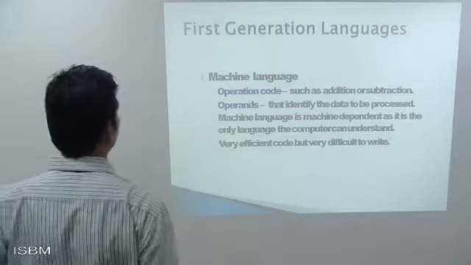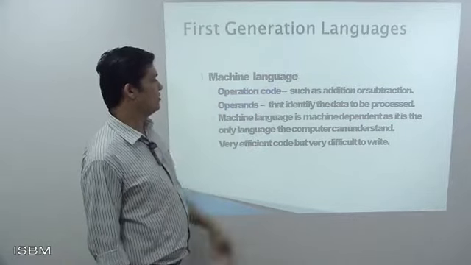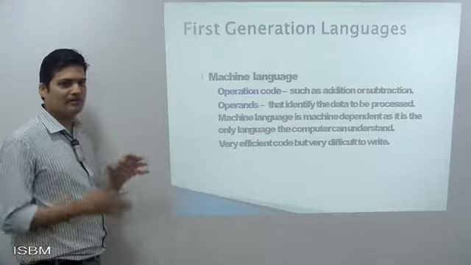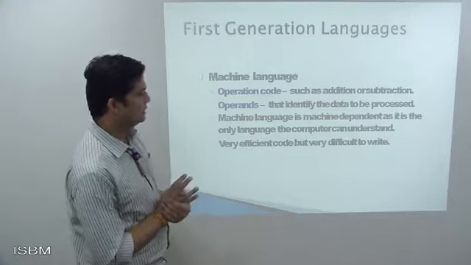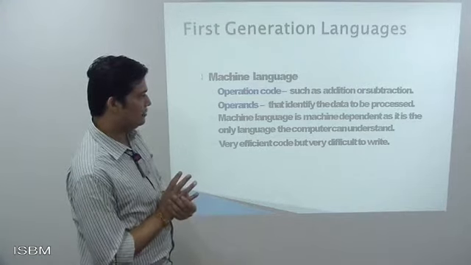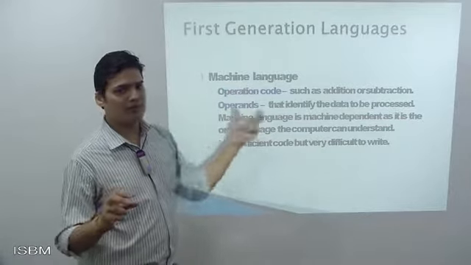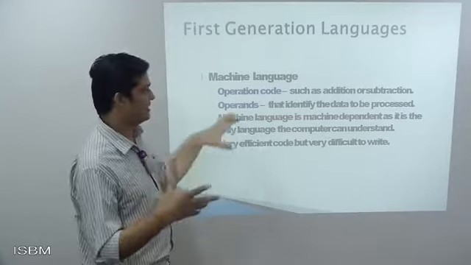So starting with the first generation language, which is nothing but your machine language. Operational code, such as addition or subtraction, we are doing over here. Operation in which we add something, we subtract something. Operands identify the data to be processed. Operands in the sense you need to add something, you need to divide, subtract, like that.